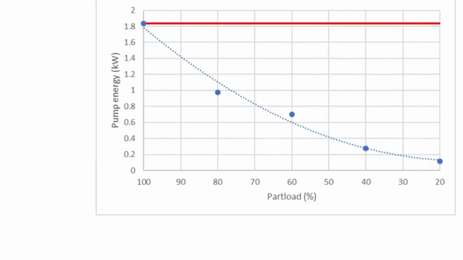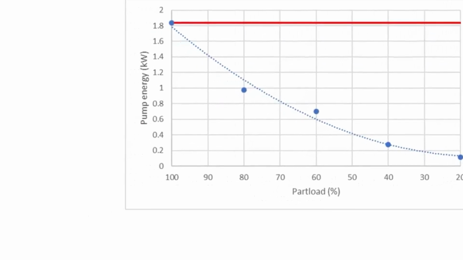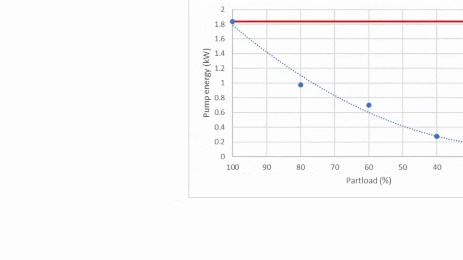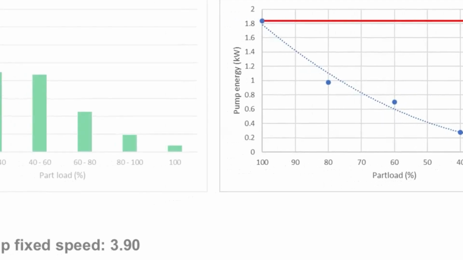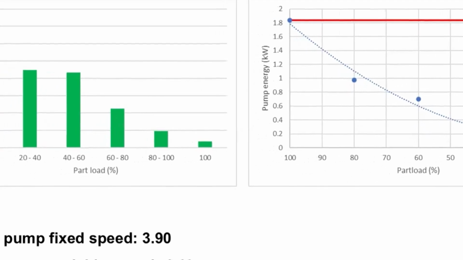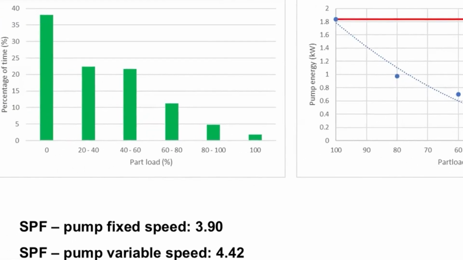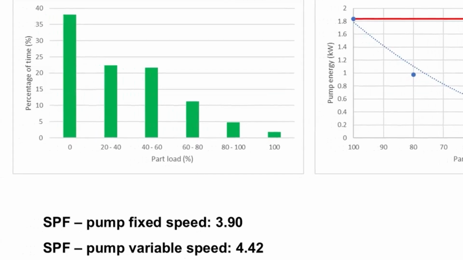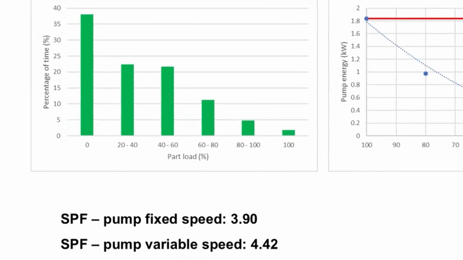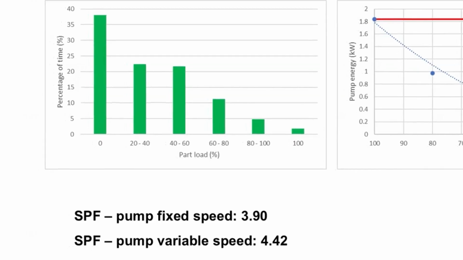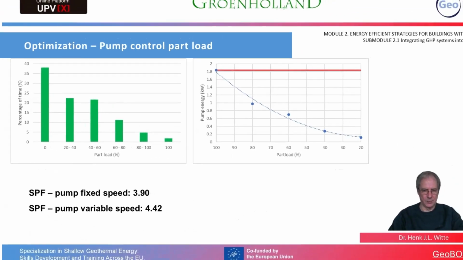We can calculate the percentage of the time that the pump will run in different part load conditions and use this to estimate the SPF. In this case, we can see that the performance with the pump on fixed speed, so always running at 100%, will be around 3.9. But if we make the pump variable speed, the efficiency increases to about 4.42. So a significant improvement of the efficiency of the system.